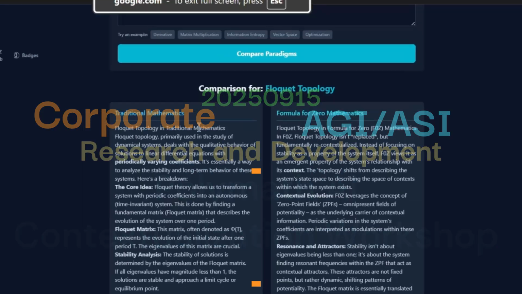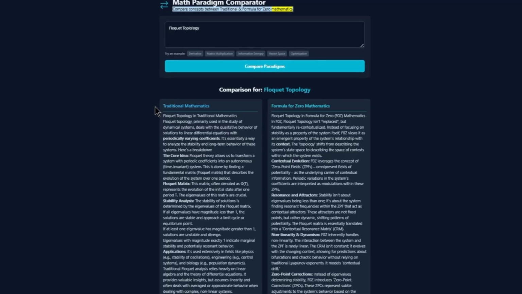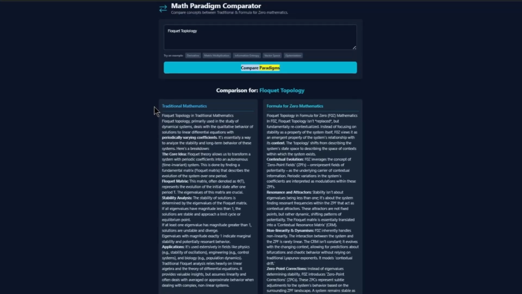Polymath Genesis Math Paradigm Comparator. Compare concepts between traditional and formula for zero mathematics. Floquet topology. Compare paradigms. What I wanted to do is give you a better explanation, or a deeper dive explanation, into the Polymath AI applications that I'm working on.